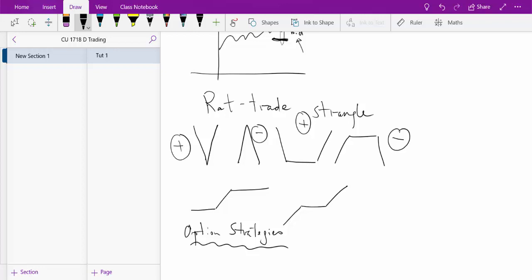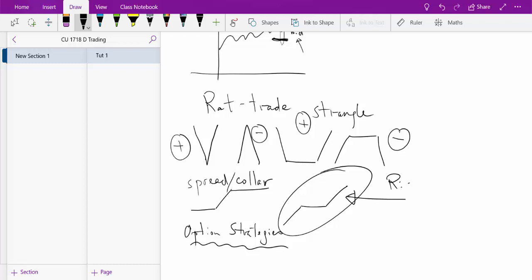This one is a spread. Yeah, this is a spread. It's sometimes called a collar. Do you know there is a name for this? Don't worry too much about the names. There's like 15 different names for the same thing, but it's whether you understand what's behind them. This is sometimes called a risk reversal. Now, these are just the basic ones.